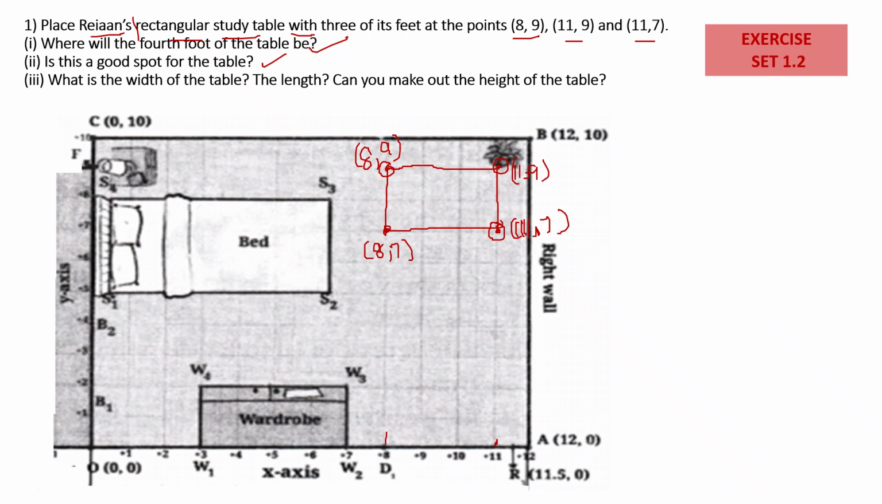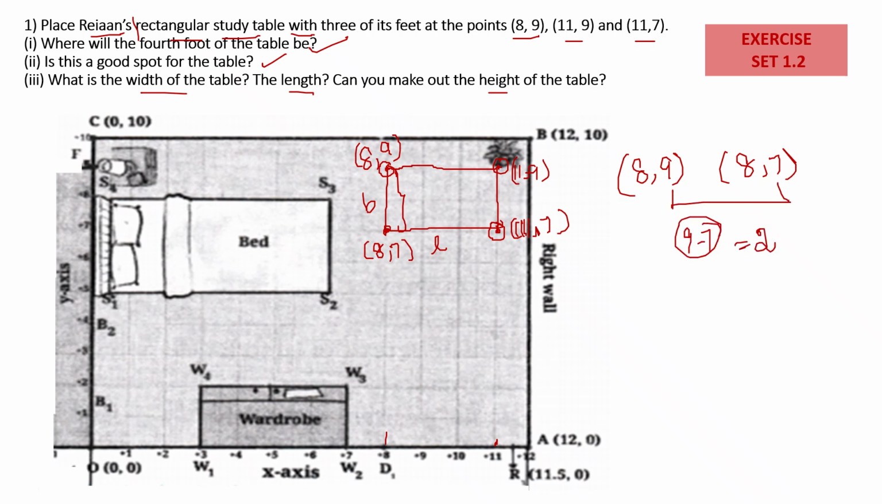And now the question is, what is the width of the table and the length? And one more question, can you make out the height of the table? Okay, first we'll see the width of the table. Can I consider this as length and this as breadth, right? Breadth is nothing but width. Over here we are going to find how much the width is. By seeing only we can say it is 2 units, right? But how can I actually calculate this? For measuring between 8 comma 9 and 8 comma 7, we are going to compare the y values. What is the difference between the y values? It is 2, so it's nothing but 2 units.